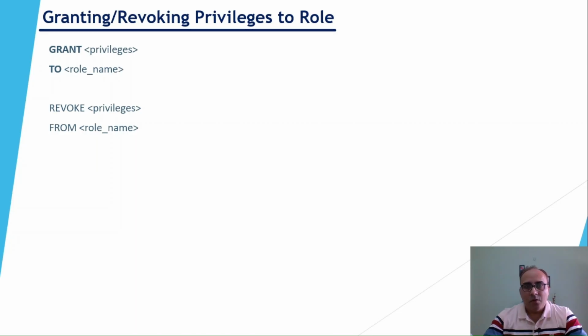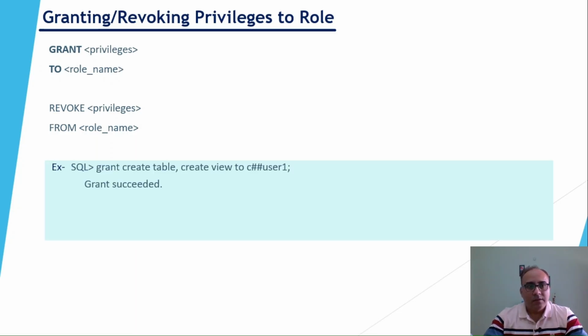Now let's look at the examples. Grant create table, create view to C##user1. It means it will grant access of create table and create view to this particular role. Now revoke create table, create view from C##user1. This will simply revoke that access.